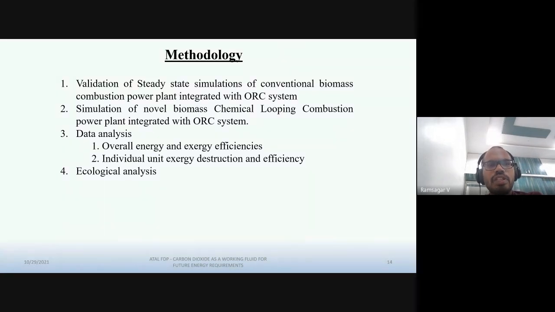So the methodology adopted here is, first, we validated the steady state simulation of a conventional biomass combustion power plant, which is integrated with the ORC cycle. Then we simulated the novel biomass CLC power plant integrated with ORC. We did the energy, exergy analysis and economic analysis, and compared the merits and demerits of each process. After the exergy analysis, we also identified the bottlenecks of the process where improvement is possible.